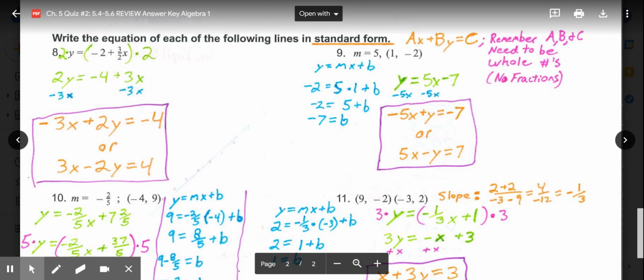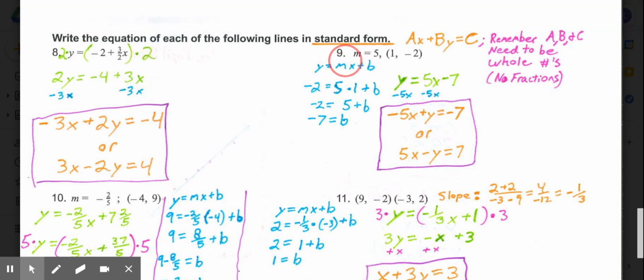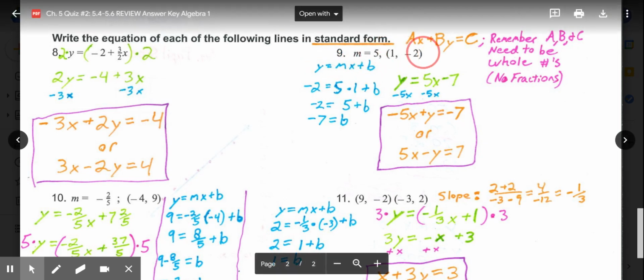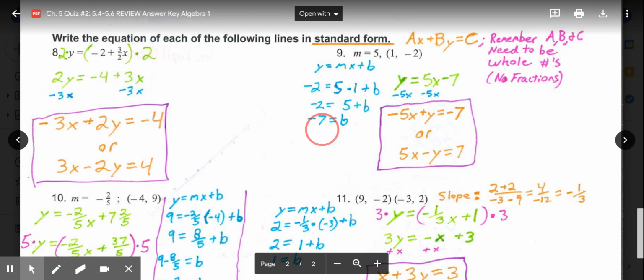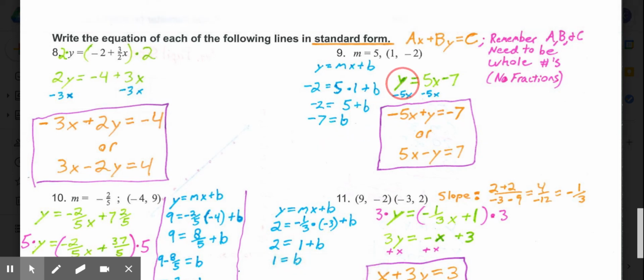Now with number 9, they gave us a slope, they gave us a point. So the first thing we want to do is set it up in y equals mx plus b, putting in the m, the x, and the y, and solving for b. So we end up with negative 2 equals 5 times 1 plus b. So negative 2 equals 5 plus b. Subtract the 5, and negative 7 equals b. So now we have our slope and our y-intercept, so we can write the equation in y equals mx plus b. Y equals 5x minus 7.